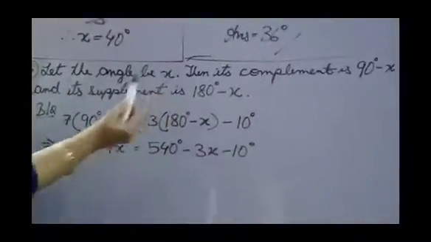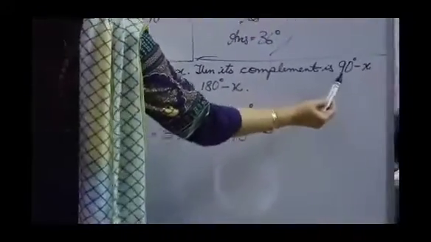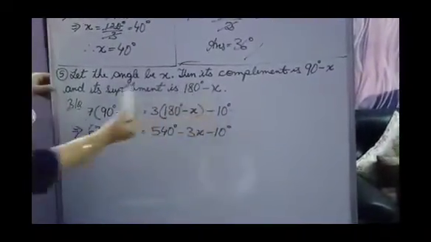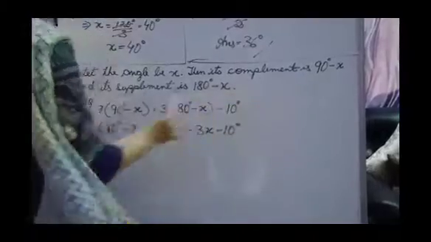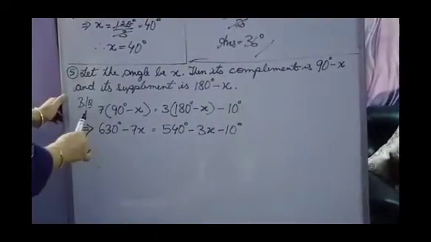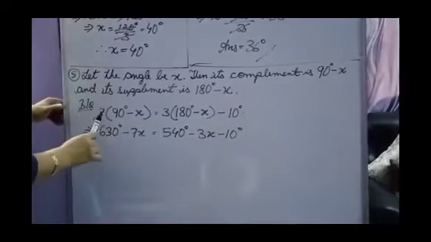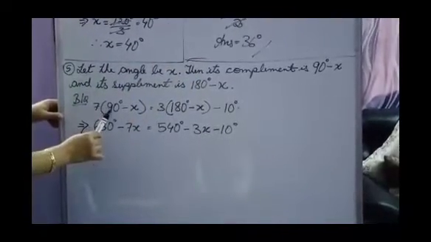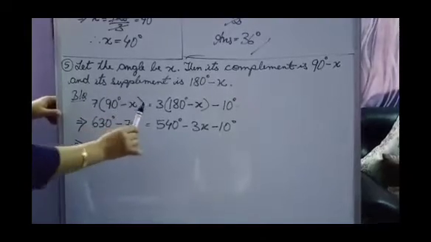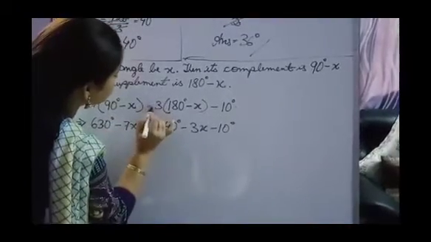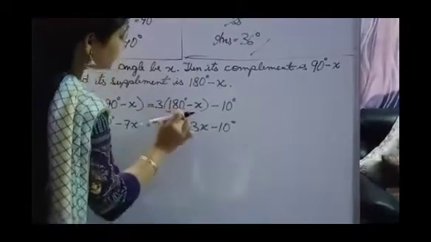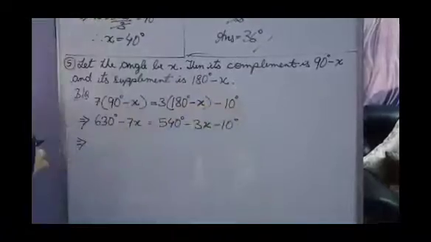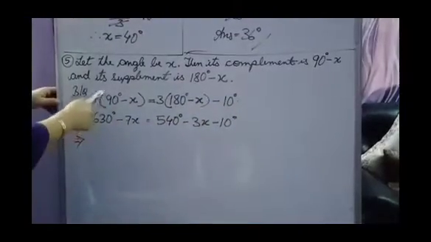Let the angle be x. Then its complement is 90 degree minus x and its supplement is 180 degree minus x. So this we have written. Now let us see what is given in the question. By the given question, it is told 7 times its complement. So 7 into 90 degree minus x is equal to 3 into 180 degree minus x, then minus 10 degree. Now first we will remove this bracket.